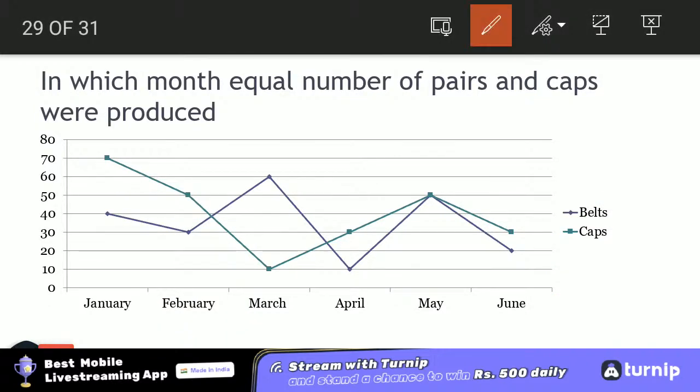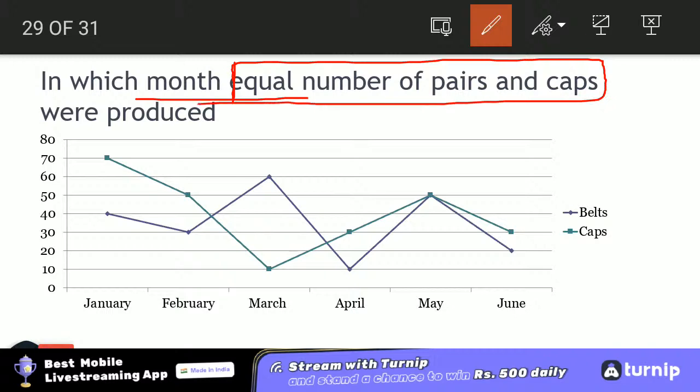The next question, in which month? Now you need to observe the graph and tell in which month an equal number of caps and belts were produced. You have to tell in which month equal belts and caps are produced. Observe it and tell in which month are the equal numbers of belts and caps produced.